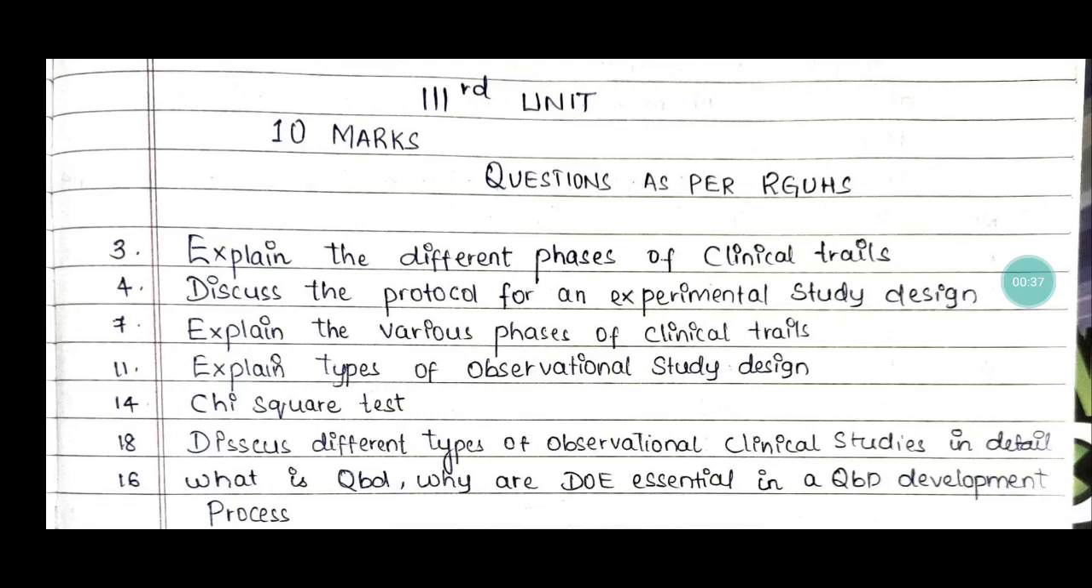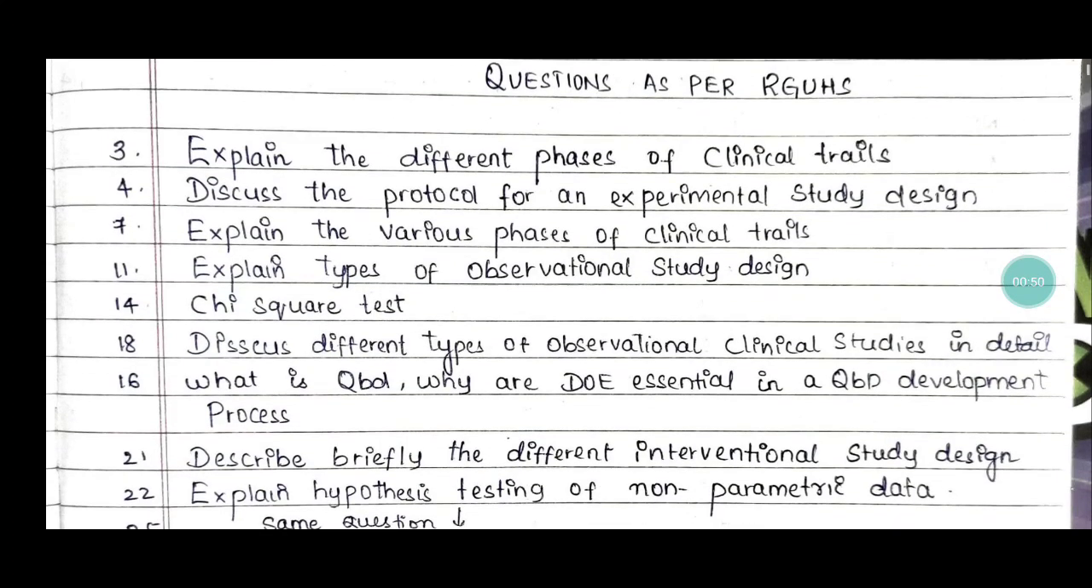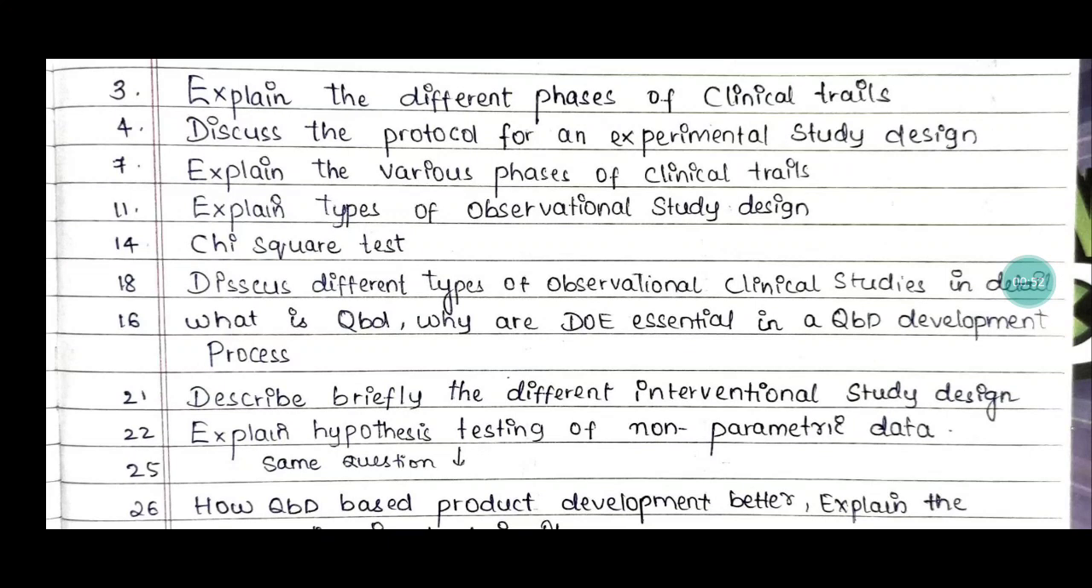So I'll start from the third question. In the question bank, this is the third question: explain the different phases of clinical trials. These are the questions for third unit 10 marks as per the RGUHS question bank. I have listed them out for the third unit, so you can easily note it down.